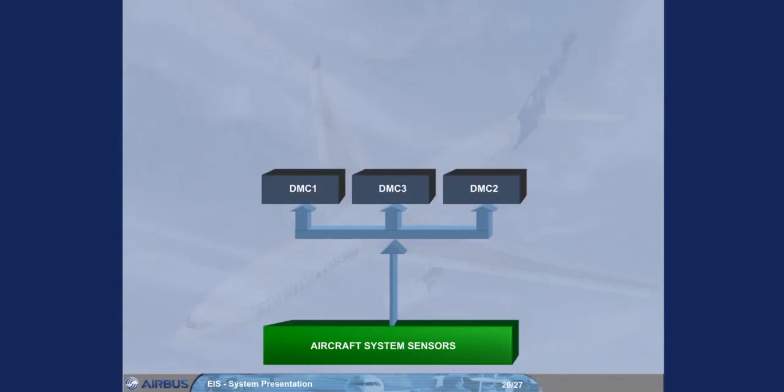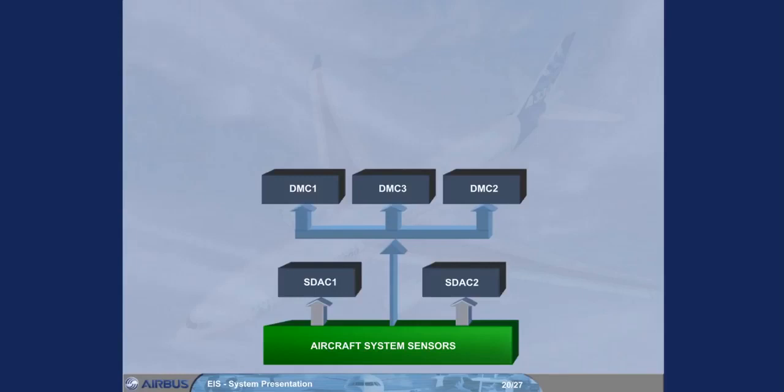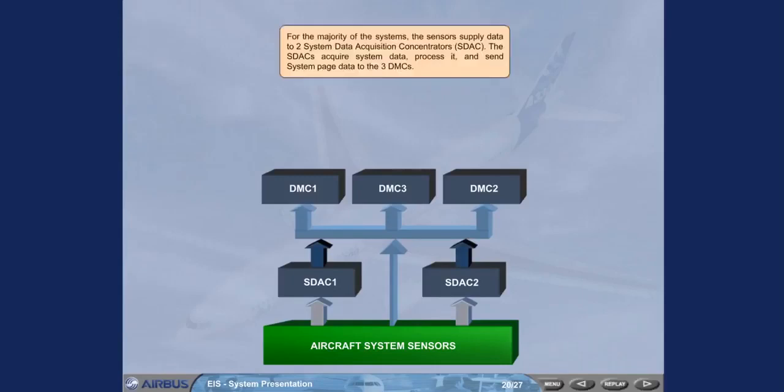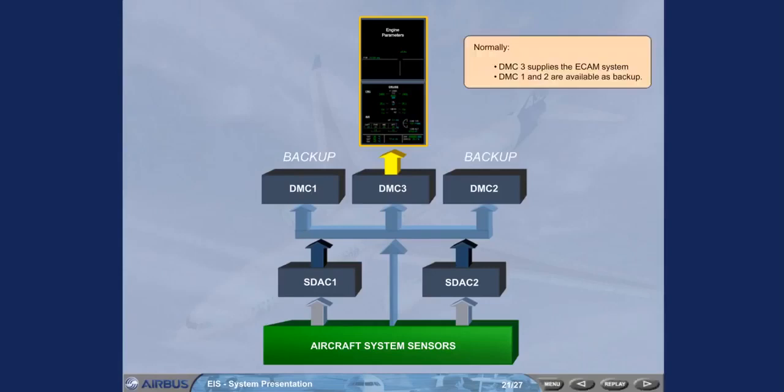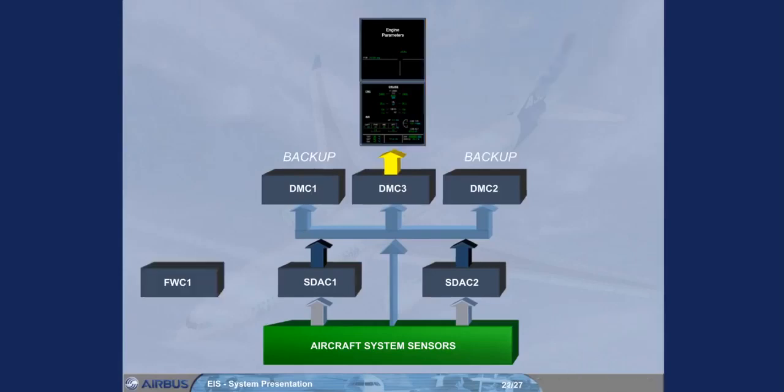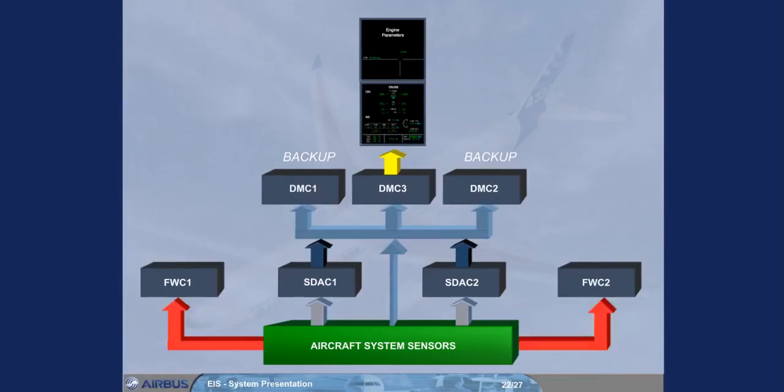For the majority of the systems, the sensors supply data to two System Data Acquisition Concentrators, SDAC. The SDACs acquire system data, process it, and send system page data to the three display management computers. Normally, DMC-3 supplies the ECAM system, and DMC-1 and 2 are available as backup. Two identical flight warning computers, FWC, receive data from the aircraft system sensors to generate red warnings and the SDACs to generate most of the amber cautions.